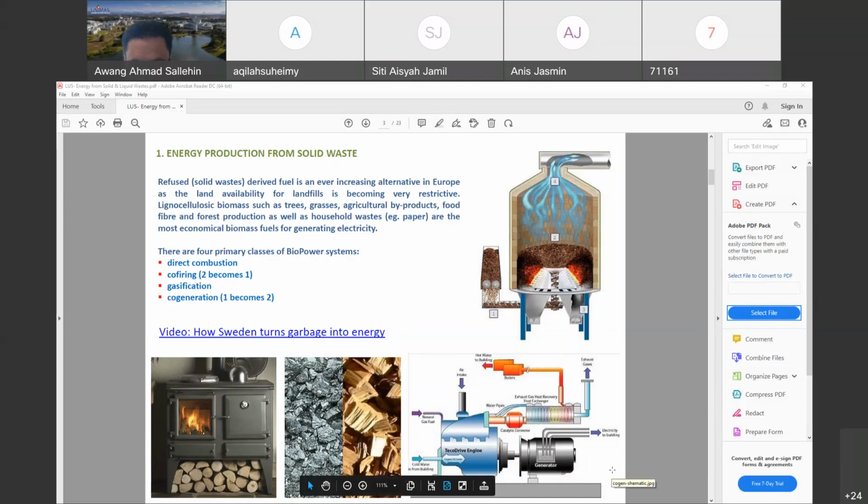At the same time, apart from producing energy, it also helps in supplying the hot water to the buildings as well, which is very important for the temperate countries, especially the countries in Europe that have different seasons from ours, tropical. All right. So that is an example of energy production from solid waste.